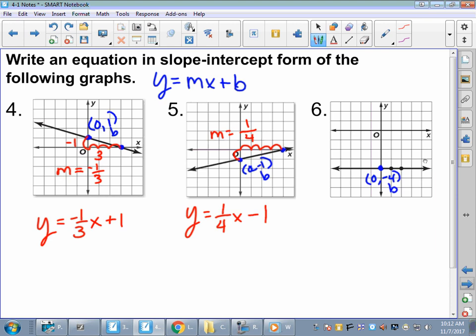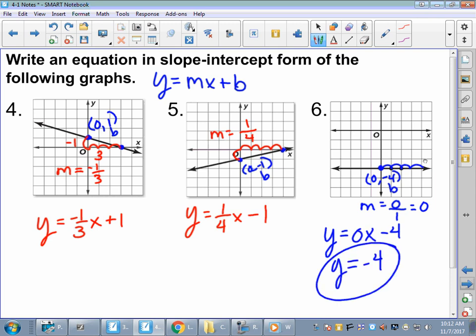And number 6, I have my y-intercept at 1, 2, 3, 4, (0, -4). So my little b is negative 4. But it's a horizontal line, and so it doesn't rise any, but it runs. So my slope is a 0 rise over 1 run to get from one point to the next. 0 divided by anything is just 0. So my slope is 0. y equals 0x minus 4 can be cleaned up and say y equals negative 4.